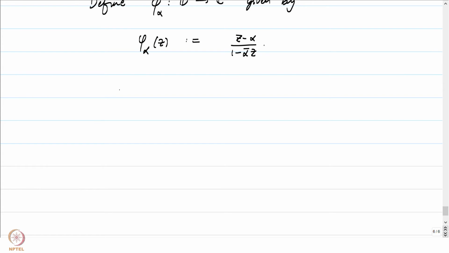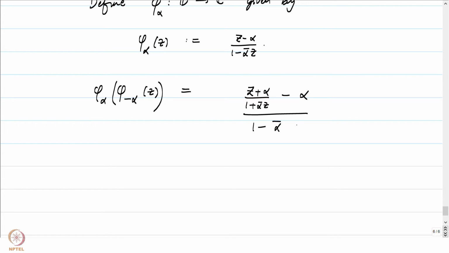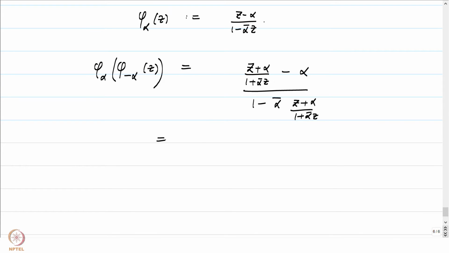We can very immediately define phi minus alpha of z and check what happens if you compose it with phi alpha of z. Phi minus alpha is defined analogously, and that's going to be equal to z plus alpha by 1 plus alpha bar z. We are composing it with phi alpha. So this is going to be z minus alpha by 1 minus alpha bar z, with z plus alpha by 1 plus alpha bar z. This is precisely the composition, and a very quick computation will tell us the following.